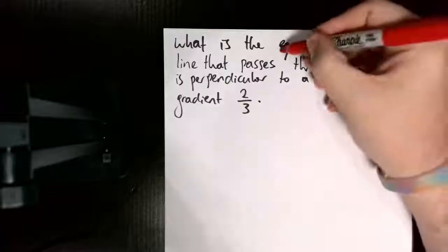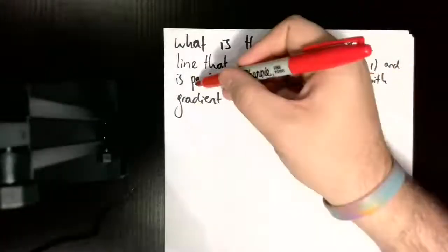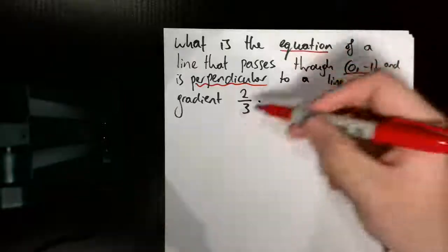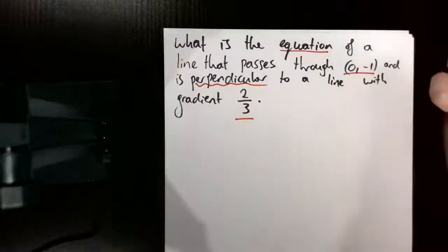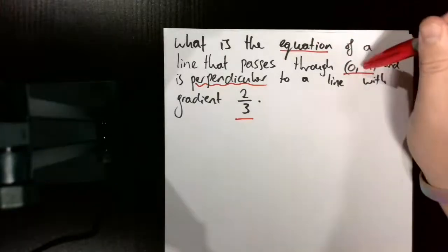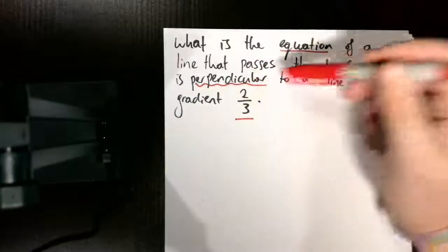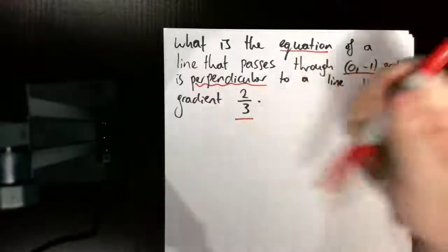What is the equation of a line that passes through the point (0, -1) and is perpendicular to a line with the gradient 2/3? Okay, so these are very important pieces of information that we've just been given. We have to find the equation of a line that goes through the point (0, -1) and is perpendicular to our original line, which has a gradient of 2/3.